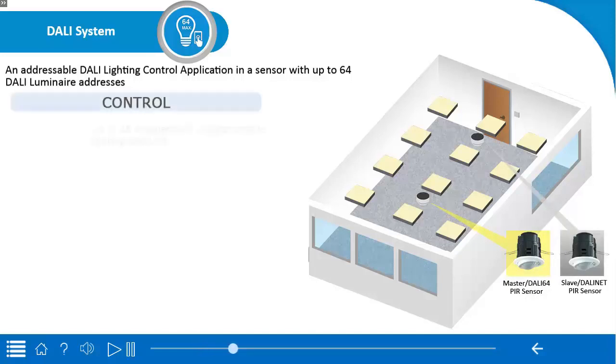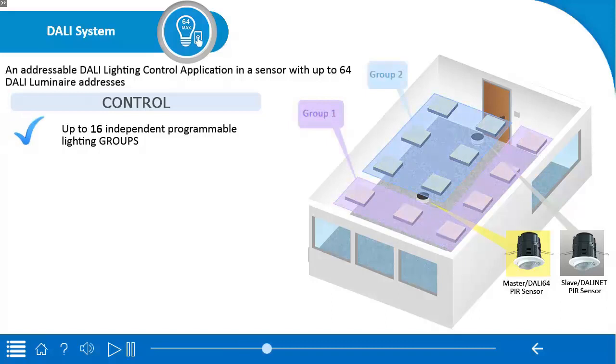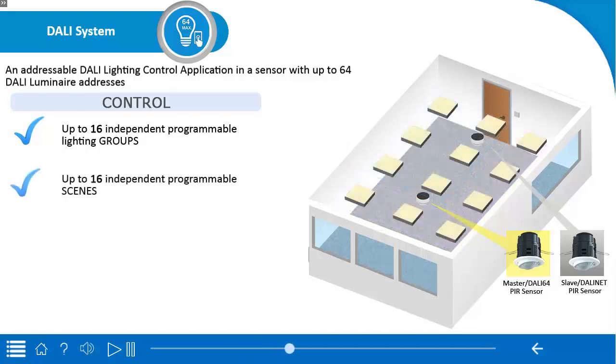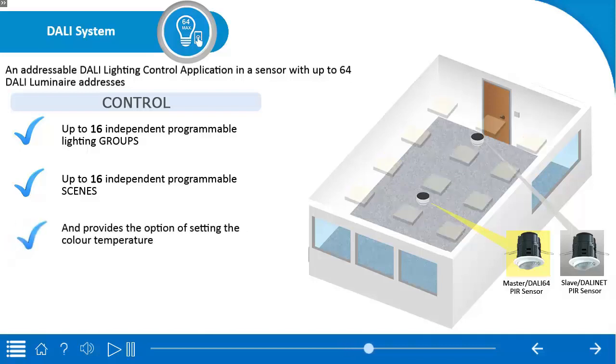The Dali system controls up to 16 independent programmable lighting groups, and 16 independent programmable scenes, for example, 30% light level on the first row of lights and 100% in the rest of the room. With tunable white luminaires, this provides an option of setting the color temperature of the room from warm yellow to a colder white.